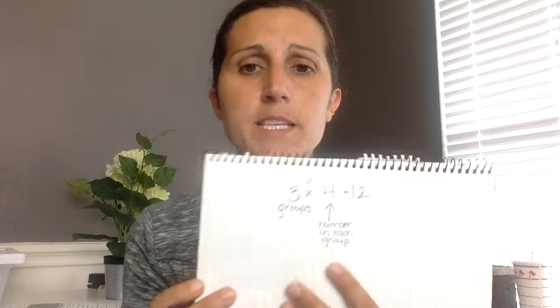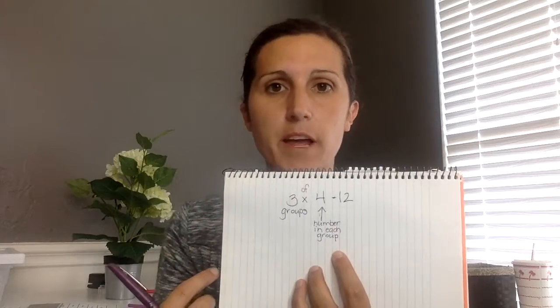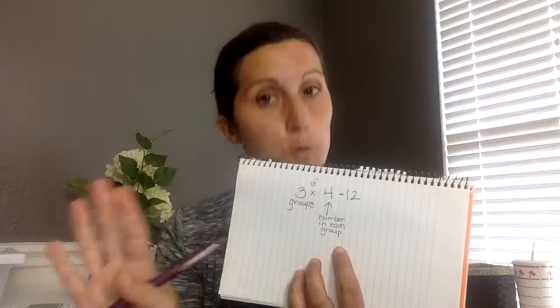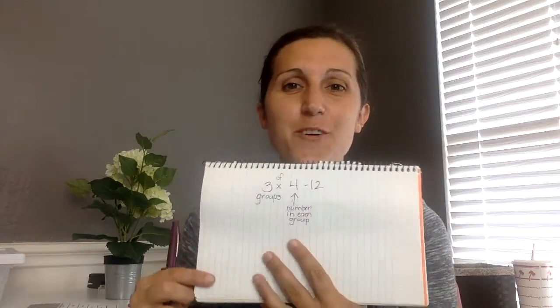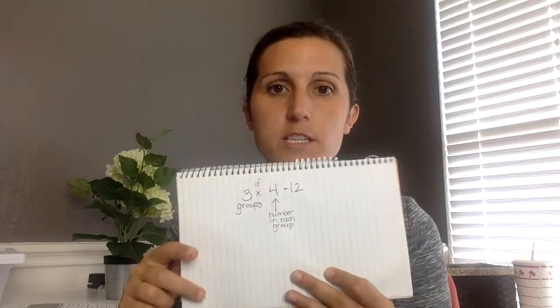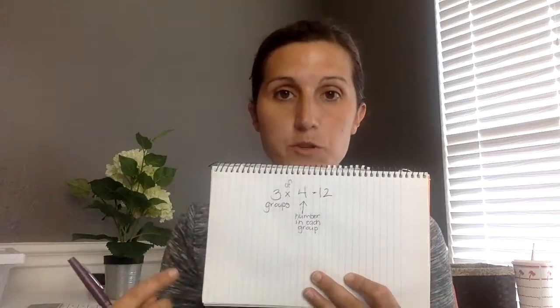So this is something that the first time I saw it, that I was supposed to teach this way, didn't make any sense to me. It's not the way I was taught. I was taught the order of the factors doesn't matter, which is true. But for modeling, we really want kids to follow this: 3 groups of the number in each group gives you your total.